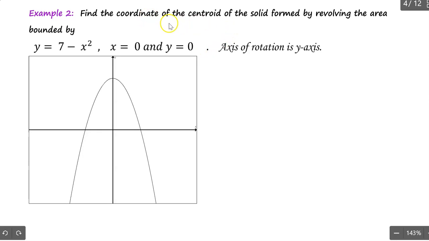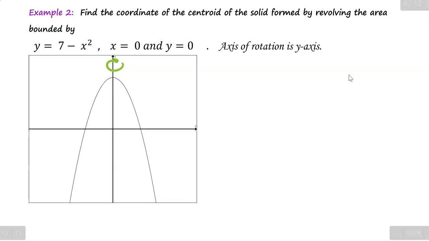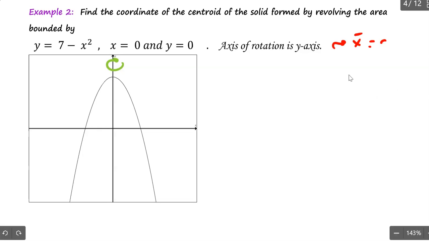Because we are finding the coordinate of a centroid of a solid, we need to have the axis of rotation. So in this case, the axis of rotation is given to us as the y-axis. So let's make sure that we indicate that. You know right away that the ordinate for x bar should be equal to 0, and the formula to find the y bar should be the Mx divided by the mass.